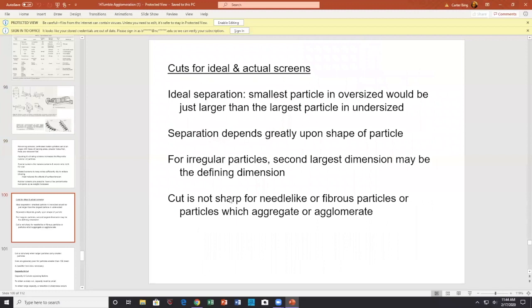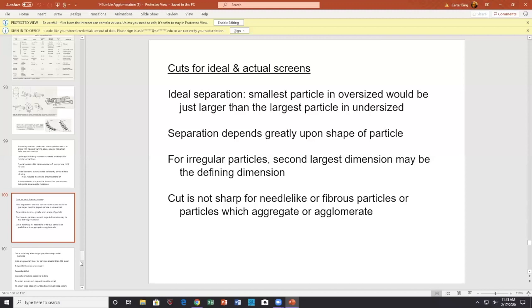Anyway, ideal cuts, right? Ideal, the smallest in the oversized would be the largest in the undersized, right? Smallest particle in the oversized would be just larger than the largest particle in the undersized. Separation depends greatly on the shape of the particle. Irregular particles, the second dimension may be the defining dimension. Cut is not sharp for needles and porous or fibrous particles, right?